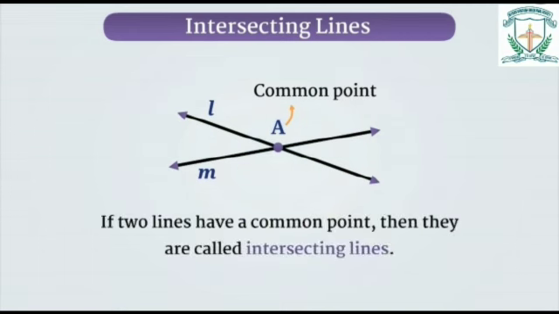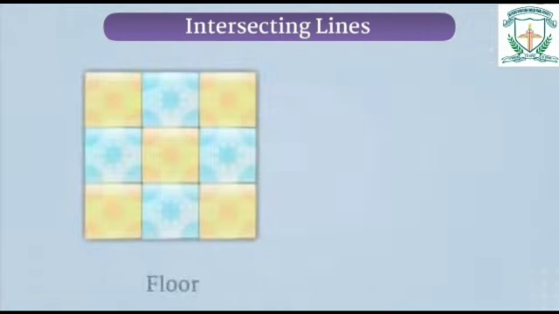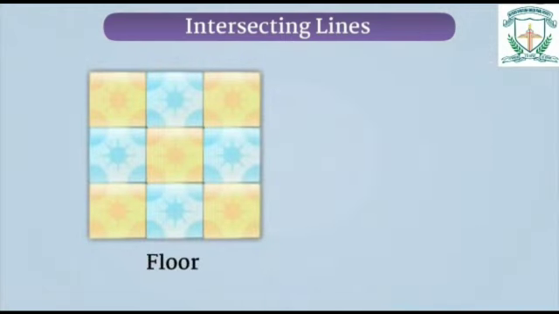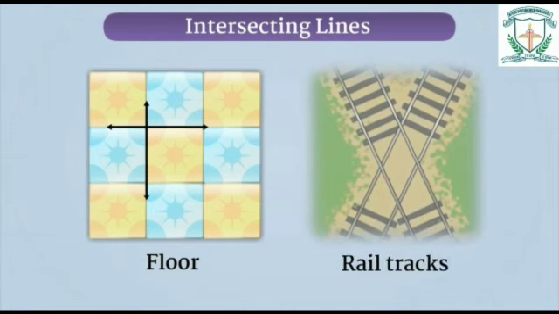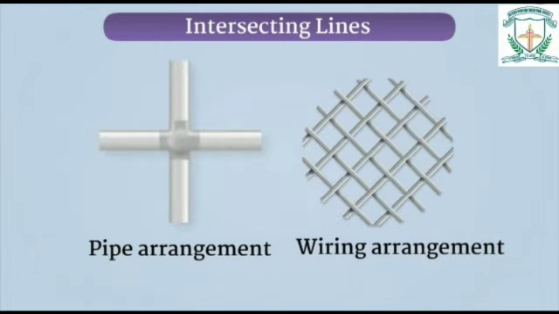If two lines have a common point, then they are called intersecting lines. The floor of a house forms intersecting lines. When the rails meet at one place, they form intersecting lines. Arrangement of pipes, arrangement of wires, etc. are examples of intersecting lines.